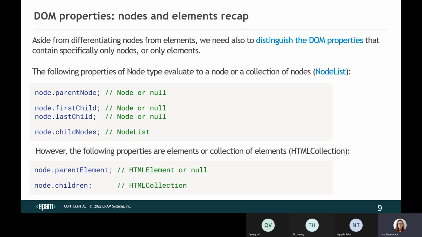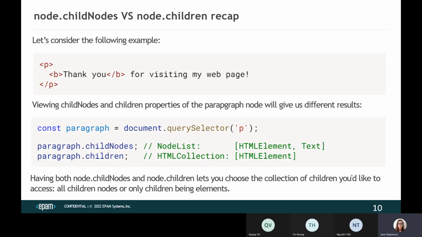Also, during our previous lecture, we studied the different methods and properties we can use both for nodes and for elements. For a node, for example, we can use parentNode, firstChild, lastChild. Remember when we were appending elements to the DOM or prepending elements to the DOM. Also, we have similar properties with children. So childNodes will list all the child nodes, but the paragraph's children will only list HTML element children.